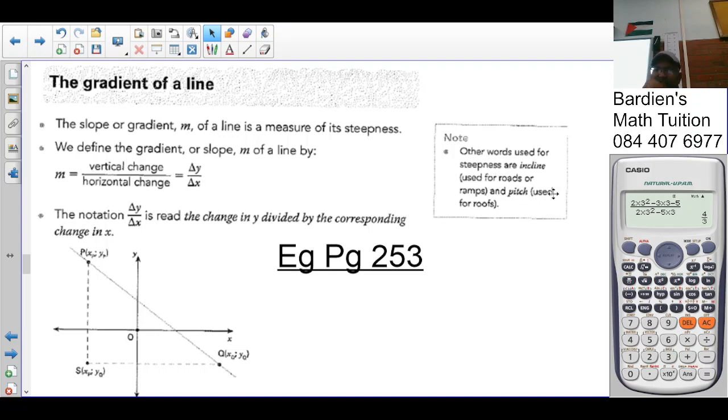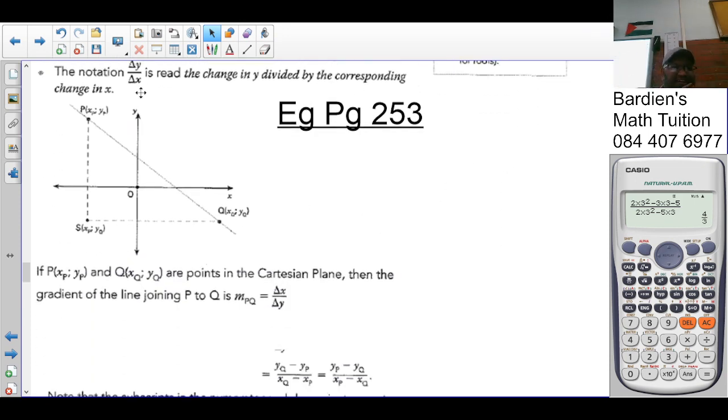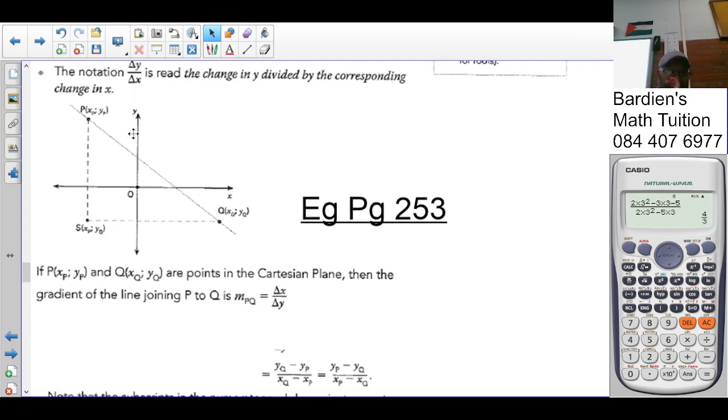So here we are given in the note: other words used for steepness are incline. Remember I said inclination? Incline is the same thing. Where do we use the word incline? We use it when we talk about roads or a ramp, the ramp as an incline. And pitch is used for roofs. So you know the roofs that have a pitch as an incline. The notation delta y over delta x is read as the change in y divided by the corresponding change in x.